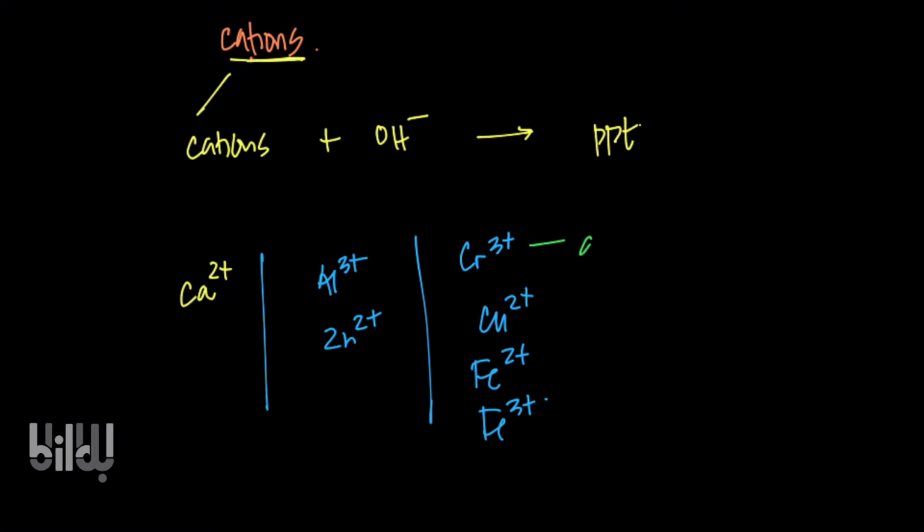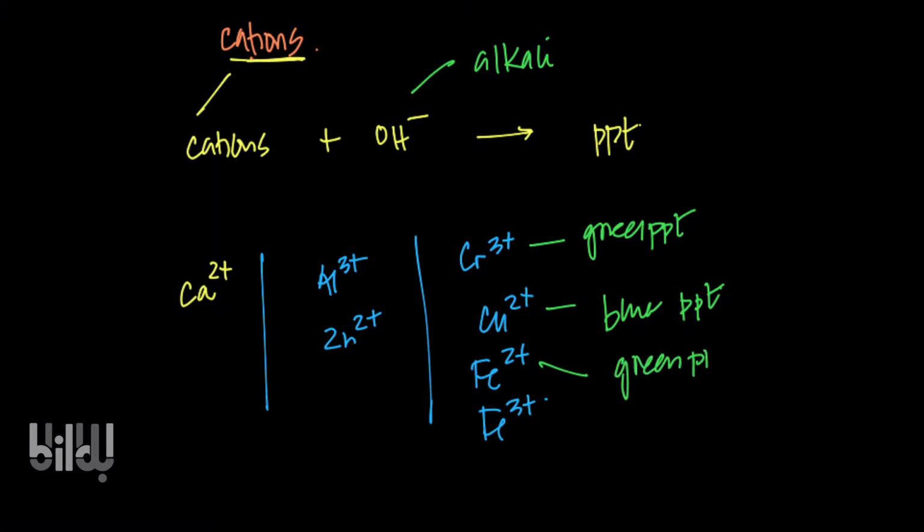Chromium makes a green PPT. And where do we find OH ions? I find OH ions in alkali. So if I add alkali to chromium ions, it forms a green PPT. If I add alkali to copper, it forms a blue PPT. If I add alkali to iron 2, it also forms a green PPT. And you'll be like, how do I tell the difference? Well, it's still green. You can't.